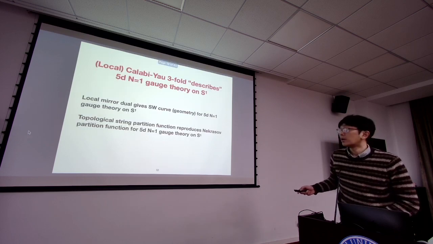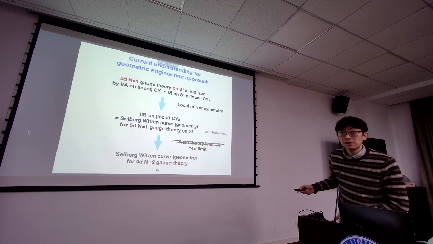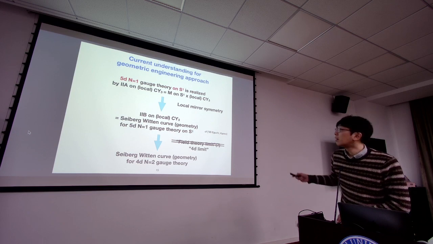Maybe a question. So the size of the S1 becomes some shape parameter of the Calabi-Yau on the type IIB side, right?